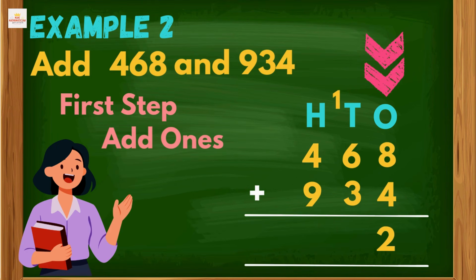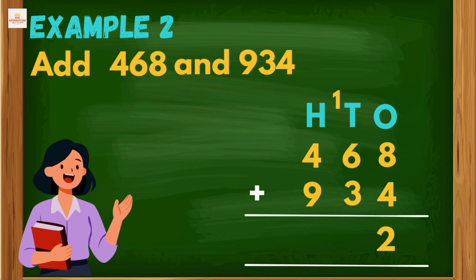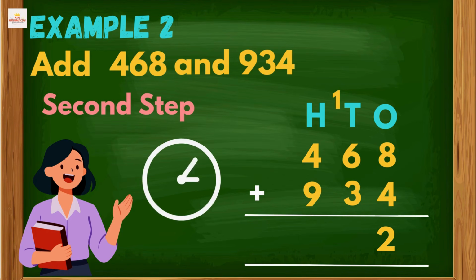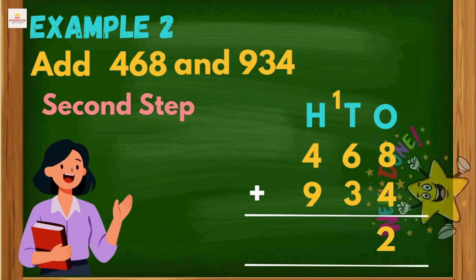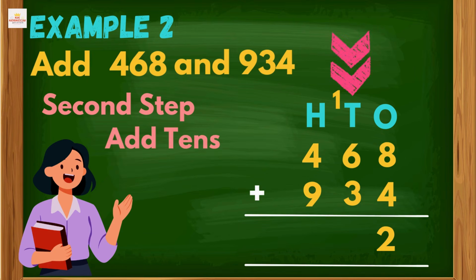Now, we will use the standard method. We write 2 in the ones place and carry 1 to the tens place. Now, what is the second step? Well done! Add the tens.